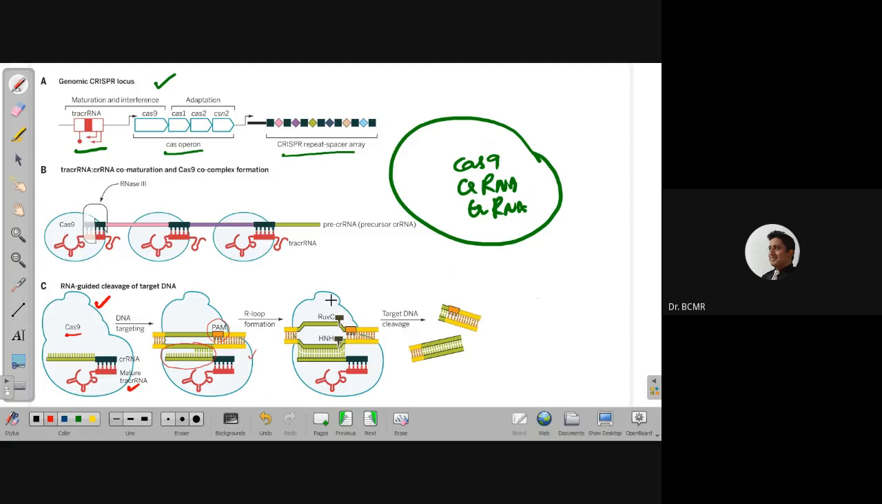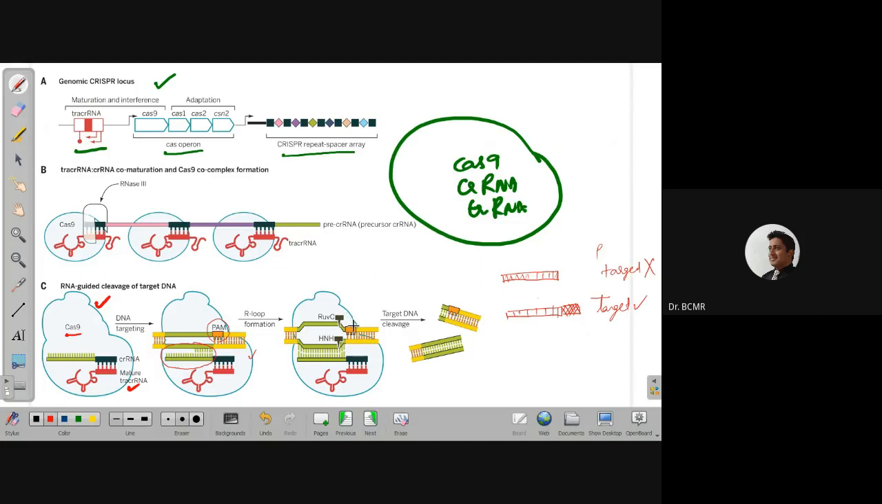If only the complementarity is there, but there is no PAM, then it is not a target. A target should have a sequence that is complementary and also the PAM sequence right adjacent to it. Only that is a target. Keep that in mind.